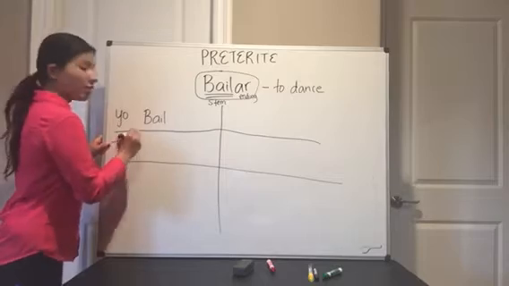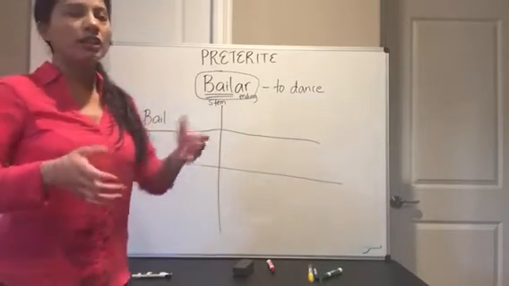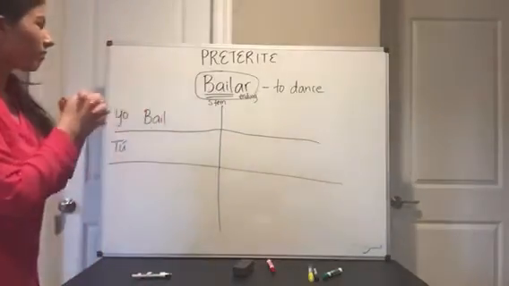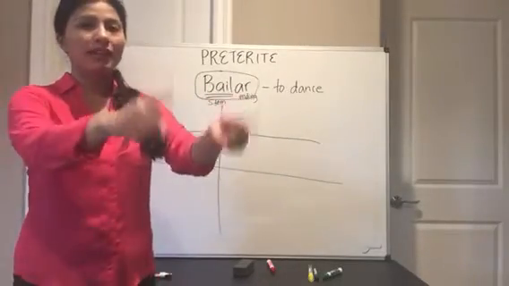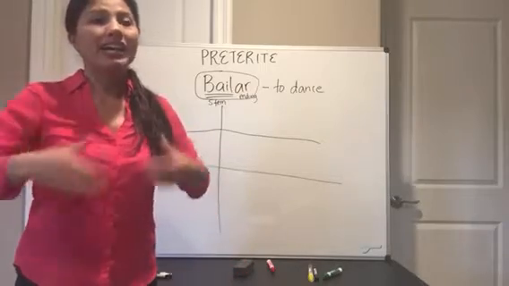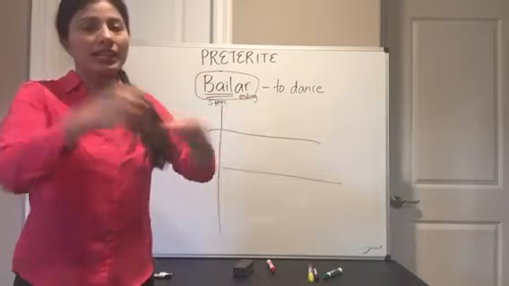Tu means you. Also, TPR, total physical response. When you're doing this, and some of my students, they love this. Do it like yo bailé, I danced. Tu bailaste, you danced. Él bailó, he danced. So I danced, right? Preterite, past tense. And you're saying I did it, you did it, he did it.